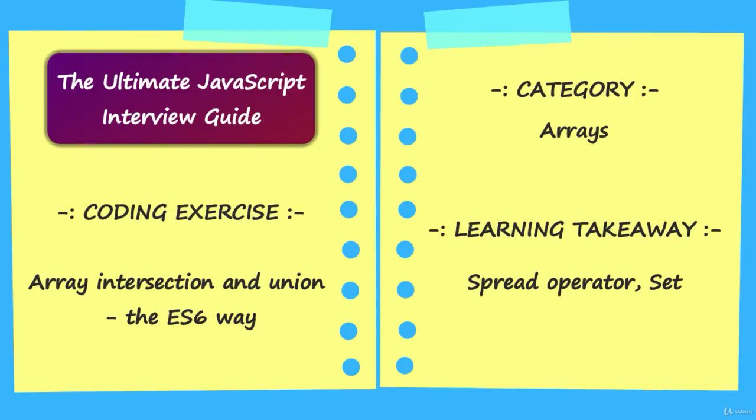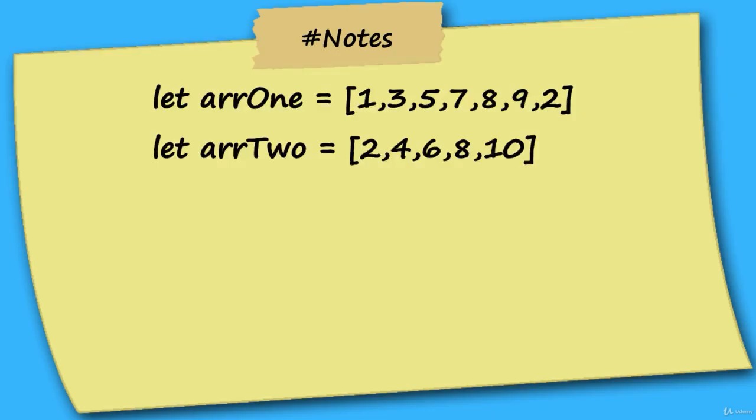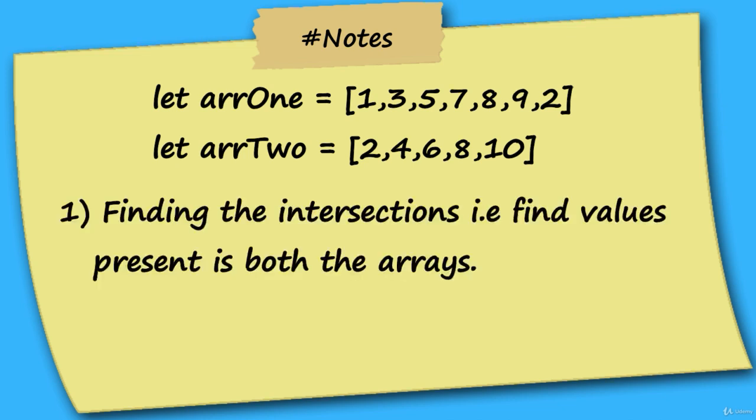So in this section, we are going to try one more exercise about array. There are two arrays, for example, like this one. You have array 1 and array 2. Both are numeric arrays, but they can be of any data type. The exercise is about finding the intersection, that is, all the values which are present in both the arrays.